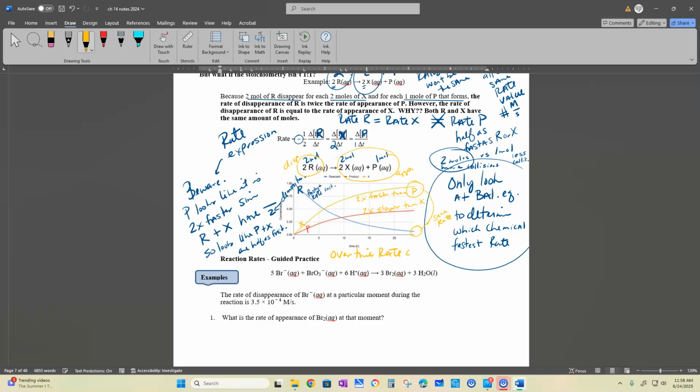rate decreases. Gets slower and slower. Okay? So let's do an example. I have a whole bunch of ions and a whole bunch of coefficients.